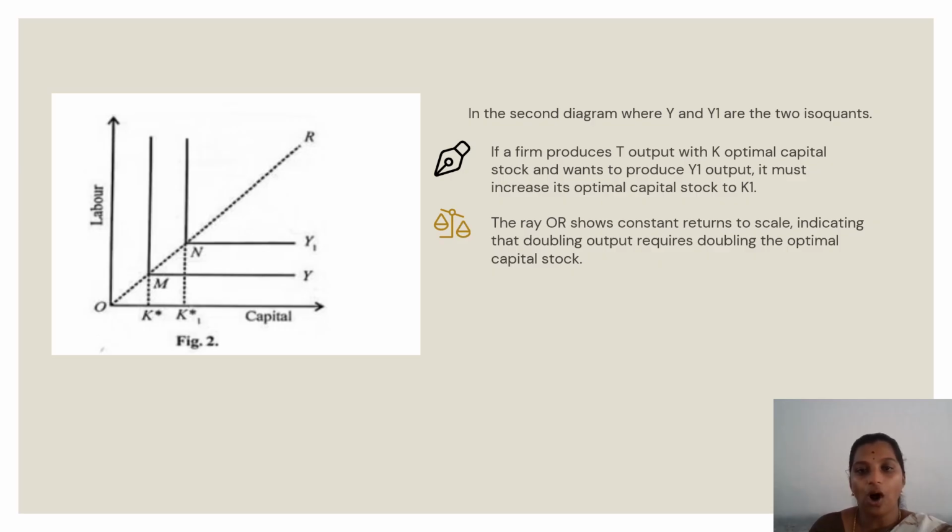Then the OR ray shows constant returns to scale, which indicates that doubling output requires doubling the optimal capital stock. So the main point is that it increases from Y to Y1 and from K to K1. So doubling the output requires doubling the capital stock.